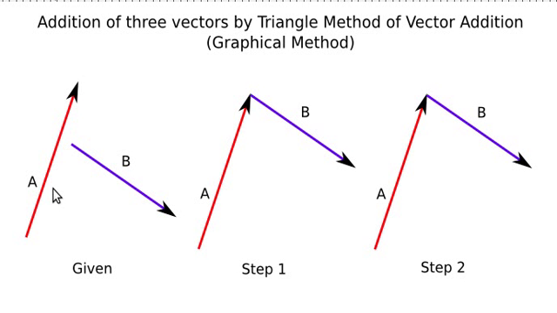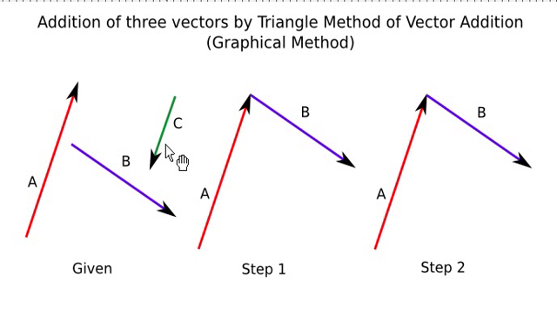In the previous problem, we had 2 vectors, vector A and vector B. Let us bring one more vector, vector C, which we have to add to these 2 vectors. Let me introduce you vector C. This is Mr. Vector C. Now we have to add vector A, B and C.